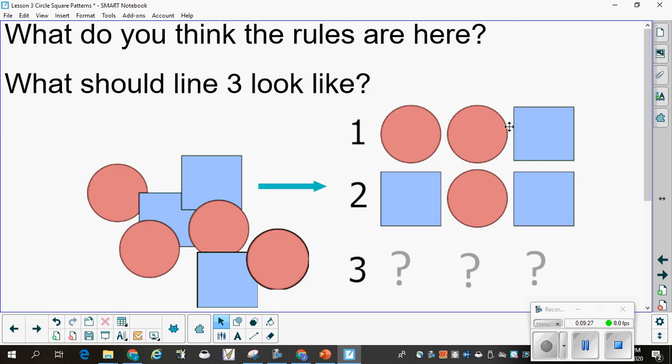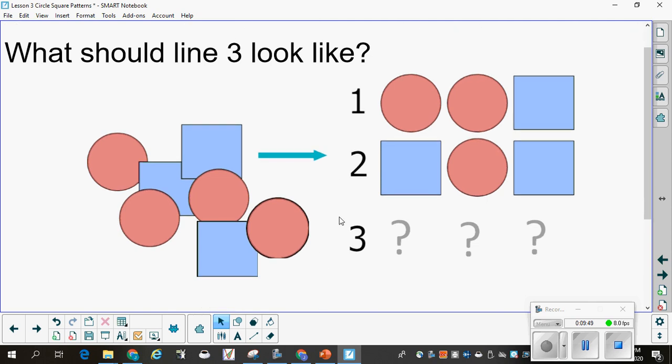Okay? Let's take a look first here, and then I'm going to go back to the previous page. What should line 3 look like? If line 1 is circle, circle, square, line 2 is square, circle, square. What might this one be? What do you think the rules are? Do we know? We had circle, circle, square. Then we got the square, circle, square.